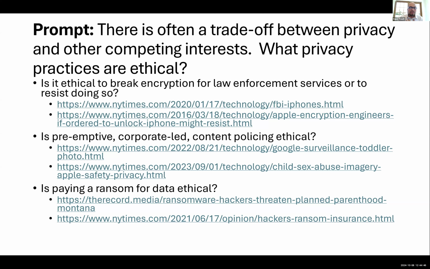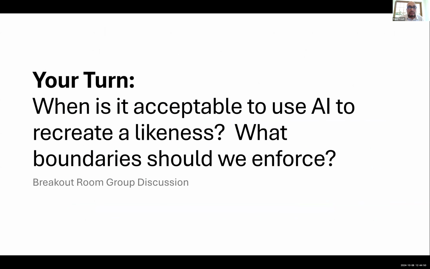Having said that, rather than us just keep talking at you, we wanted to turn this on you and put you into breakout rooms for you to be able to have your own debate. So let me set up the debate question, and I think it's a debate question that's very meaty and very timely. You may have seen that California just passed a law about this topic. But the question is for you to debate with your peers, when is it acceptable to use artificial intelligence to recreate a human likeness? Are there boundaries that we should be enforcing?